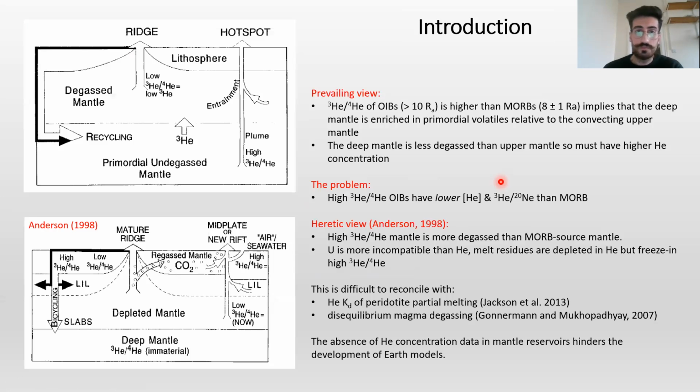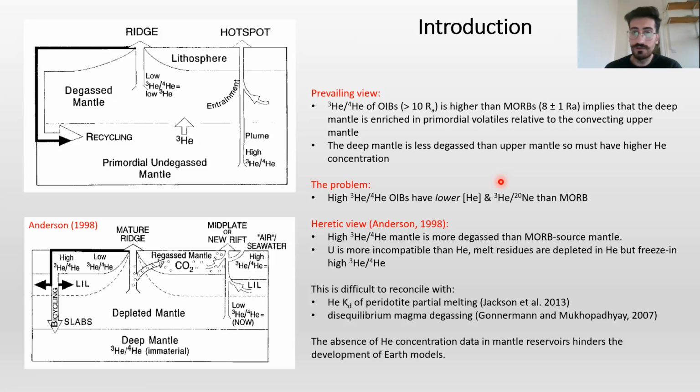So the prevailing view is that helium-3/helium-4 of plumes is higher than MORBs. This implies that the deep mantle is enriched in primordial volatiles relative to the convecting upper mantle. And the deep mantle is less degassed than the upper mantle, so it must have higher helium concentration.